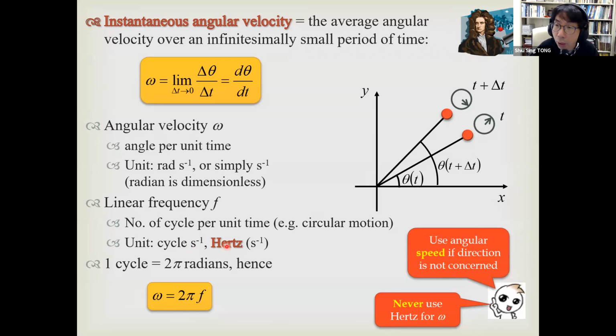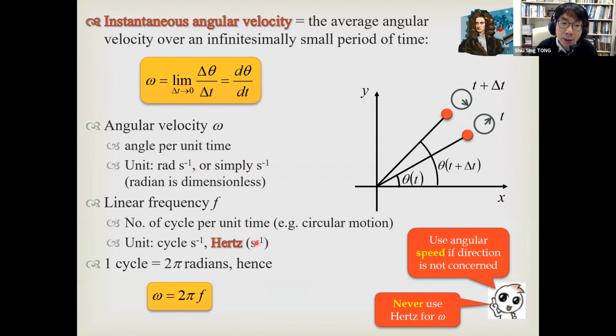We also call that hertz. Hertz is by definition per second. We use hertz as a unit of the linear frequency, but we never use hertz to denote the angular frequency, just to avoid confusion. If we used hertz for the angular frequency, that would cause a lot of confusion. So for angular frequency, we always write per second or radian per second. But for linear frequency, which means cycles per second, we sometimes use hertz.